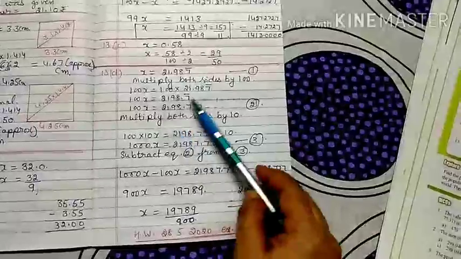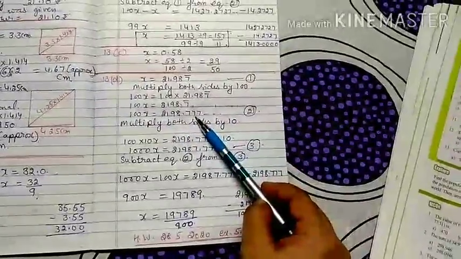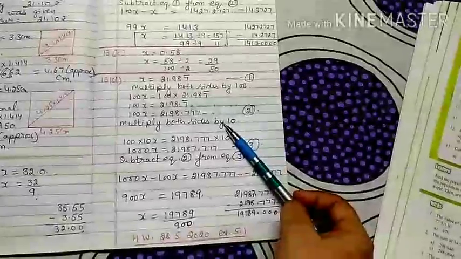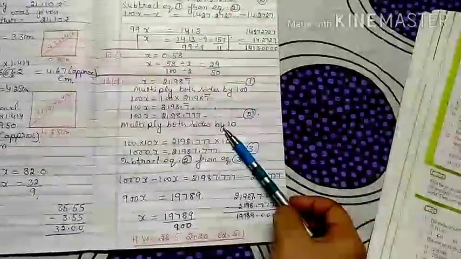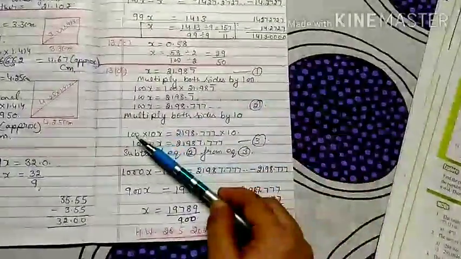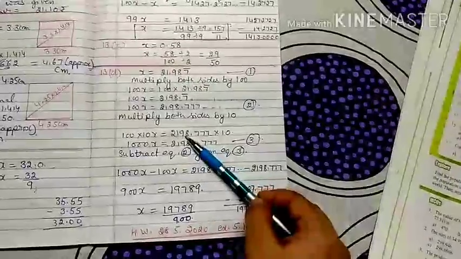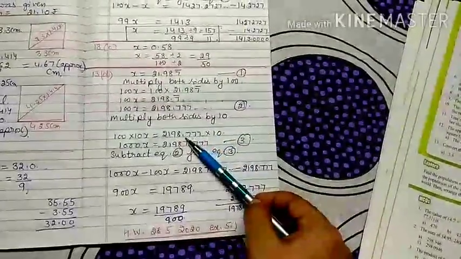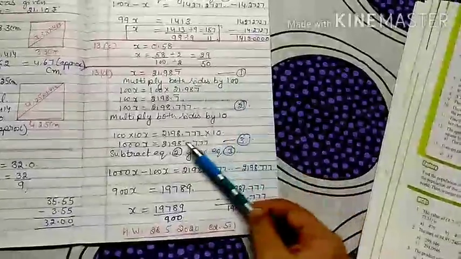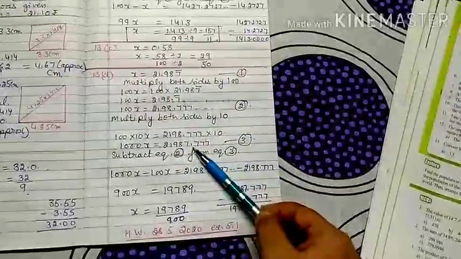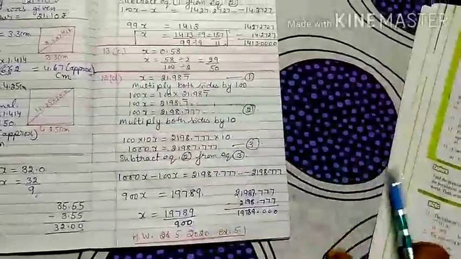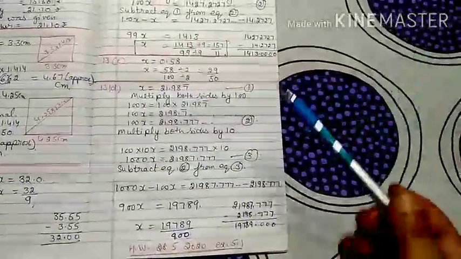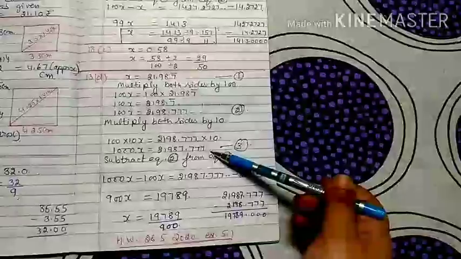Okay, now next is how many digits are repeated? Only one digit is repeated. Now you have to multiply by 10. How many digits are repeated, that quantity of zeros you have to use in the multiple of 10. So that becomes 1000x and 2198.77 into 10. If you multiply by 10, the decimal is shifted to here. So that gives you 2198.77. This is your next required equation.